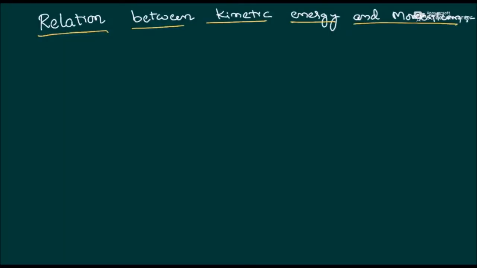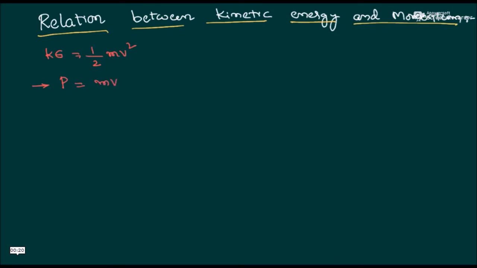Now here we will see what is the relationship between the kinetic energy and the momentum. That means we will derive a formula at the end which will show the relationship between the kinetic energy and the momentum. So we know that the kinetic energy is equal to half mv square. Now here write the formula for momentum also. We know momentum is the product of mass and its velocity, isn't it? And momentum is represented by p. So p is equal to mv.